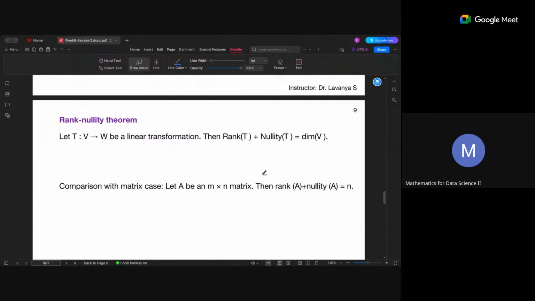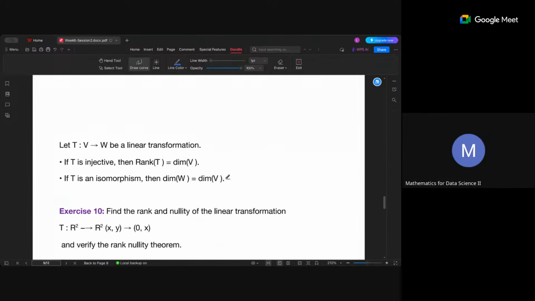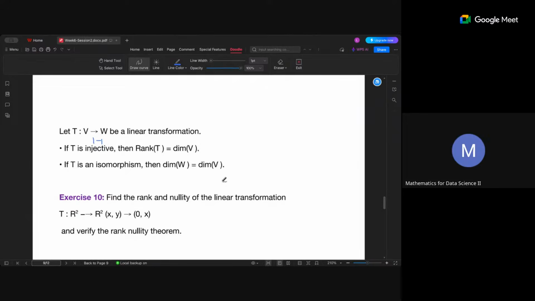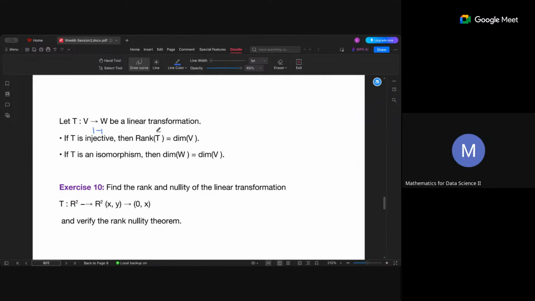So you all know that this is the rank nullity theorem for linear transformations, and this is the comparison with the matrix case. I have already given the explanation for this, and also this part I already told. If T is injective, that is 1 to 1, then rank of T is the dimension of V. And if it is an isomorphism, the dimension of W and dimension of V are the same.